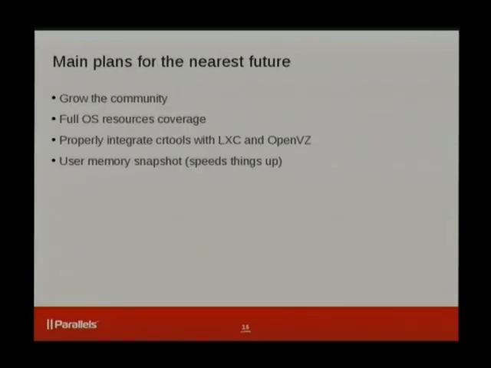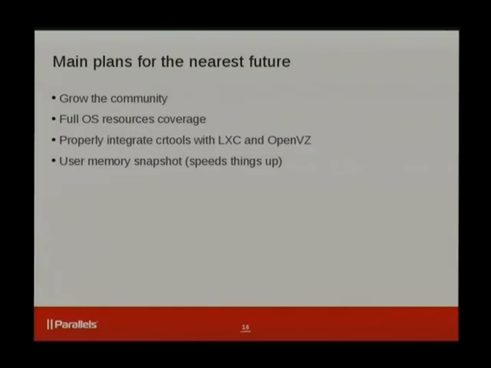Our nearest plans include, of course, growing the community, because there are lots of things to do and quite a few people to do all of this stuff. We also want to make full Linux kernel resources coverage. There are more things to be supported, in particular POSIX timers. CRIU currently cannot even detect that they exist, and doesn't dump the process, so it might break later. As I said, there is no kernel API for doing so. We have plans to properly integrate the checkpoint-restore tools with the LXC project and the OpenVZ project, and the latter is about to happen quite soon.